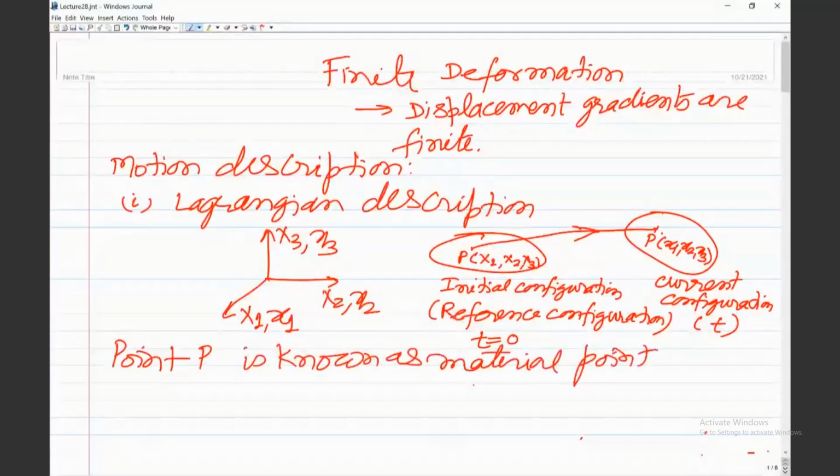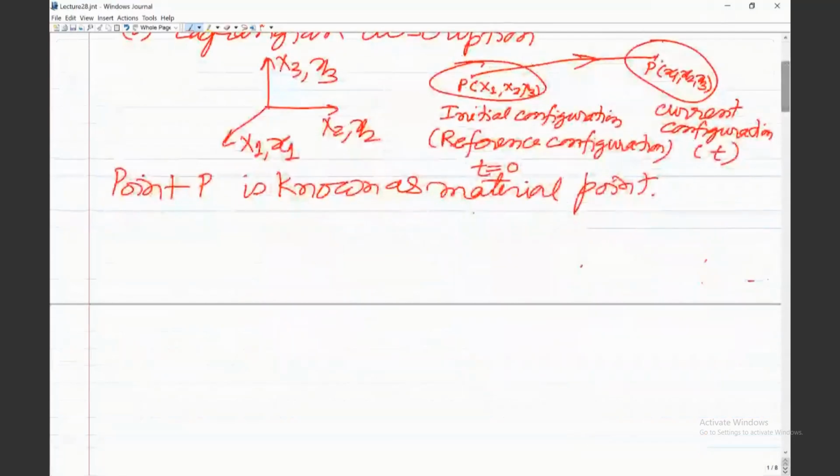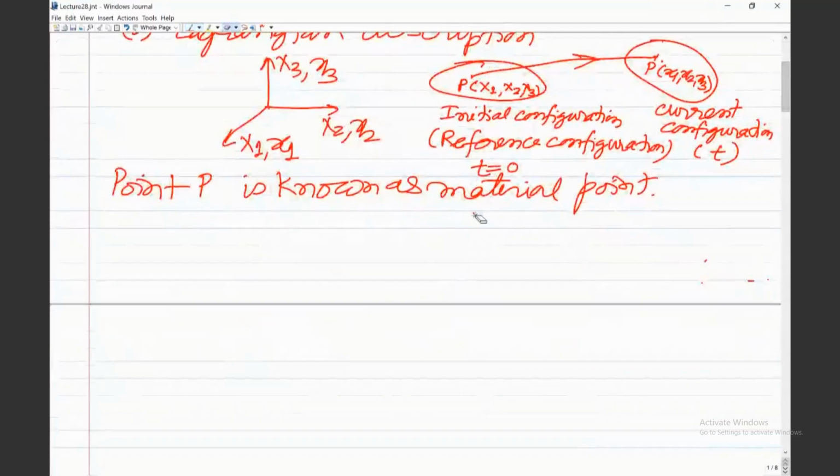So this is known as material point. In the Lagrangian description of motion, we actually trace the material points. Whereas the other description, the Eulerian description of motion, studies the material points passing through a fixed set of locations. So here, rather than that, we are tracing the material points.